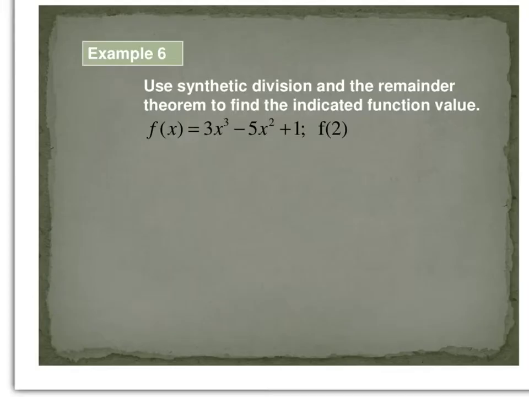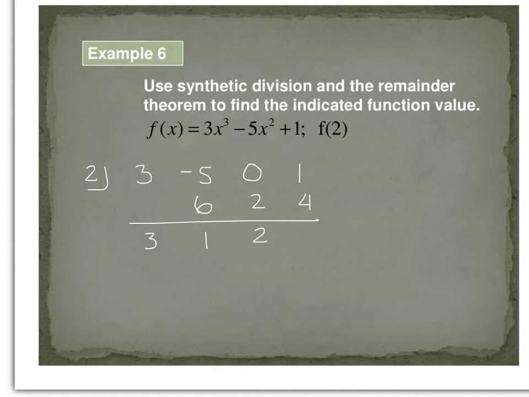Alright, so here's our example. We're going to use synthetic division and the remainder theorem to find the indicated function value. So we begin this by using synthetic division. So put the 3 there, negative 5. I need a 0 for x to the first power, right, because that's missing, and then 1. And I'm going to begin the process. Bring the first term down, multiply that to what's in the box. 3 times 2 is 6, add negative 5 plus 6, 1, 2 times 1, add 0 plus 2, 2 times 2, add this and you get 5. So this means that f of 2 equals 5.